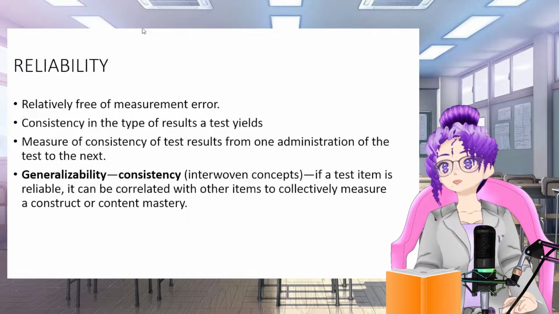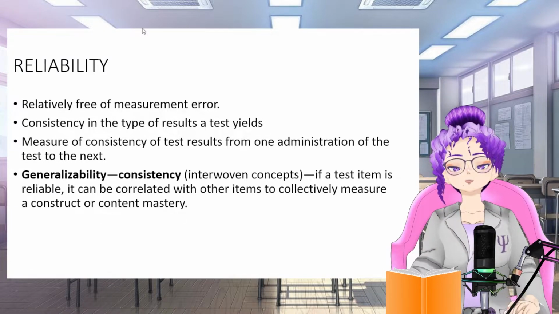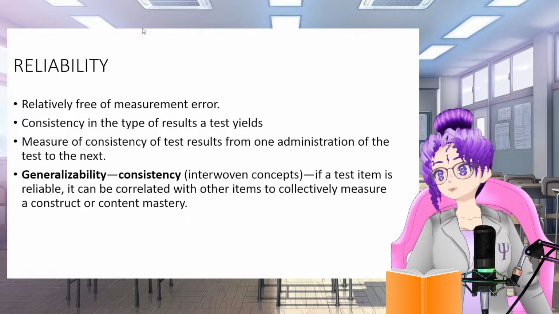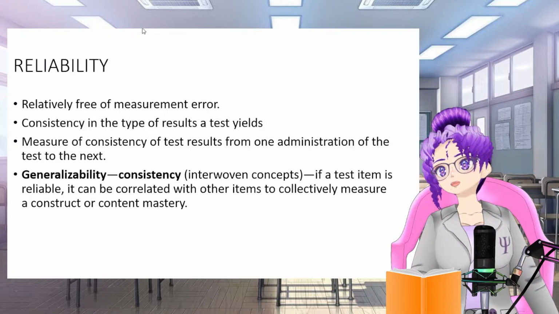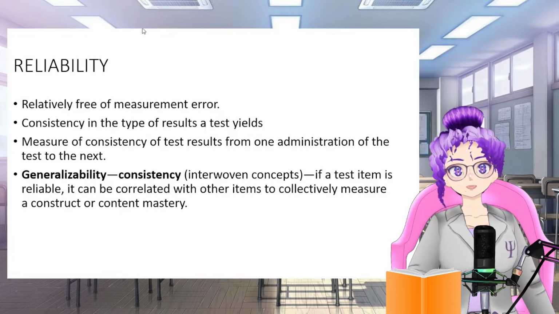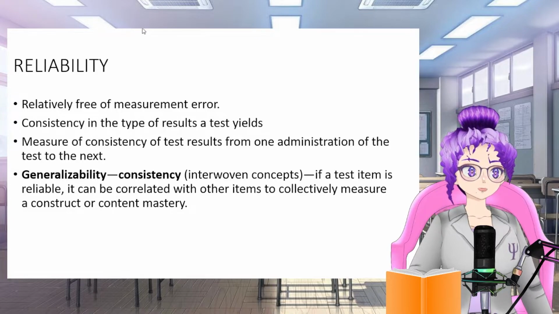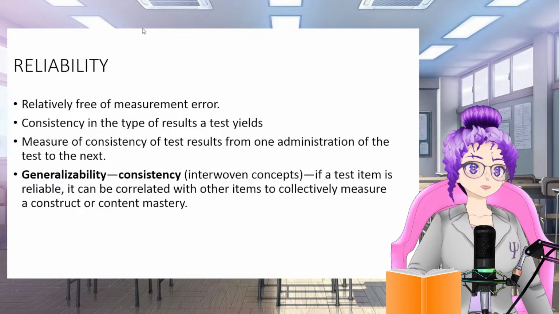So when we say reliability again, it means relatively free of measurement error. It means that the true score must be higher than the error variance. It is consistency in the type of test result a test yields, and a measure of consistency of results from one administration to the next. If, for example, you administer a personality test to a test taker in year 1, then in year 2 you re-administer the same test, it must yield almost the same results.